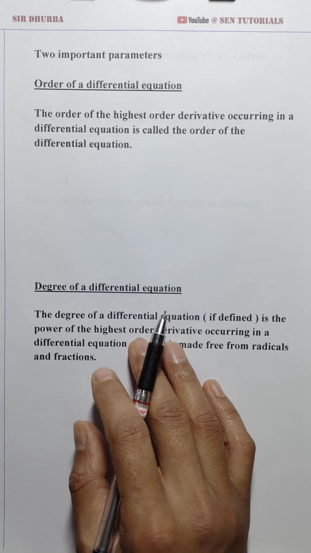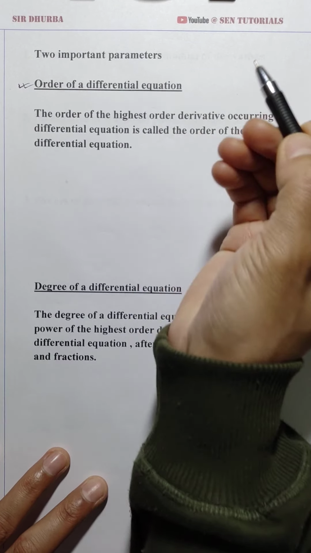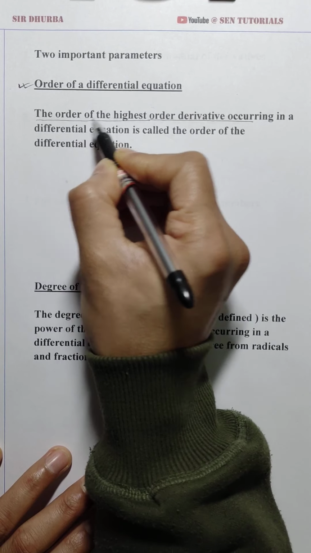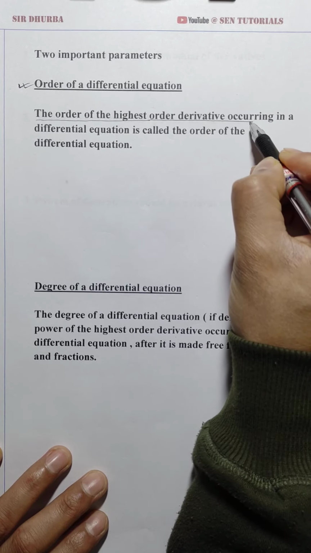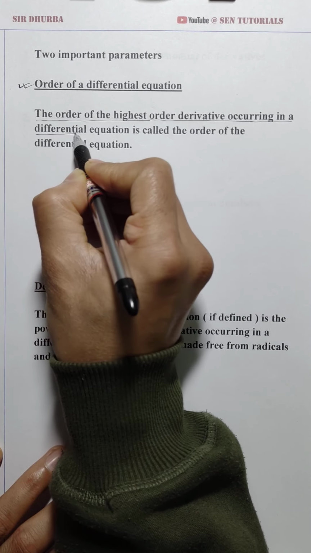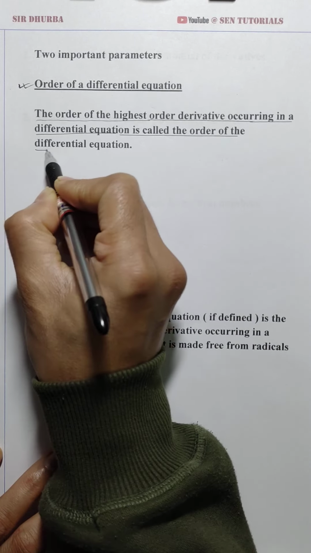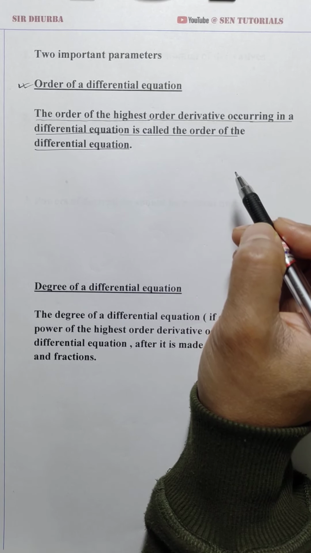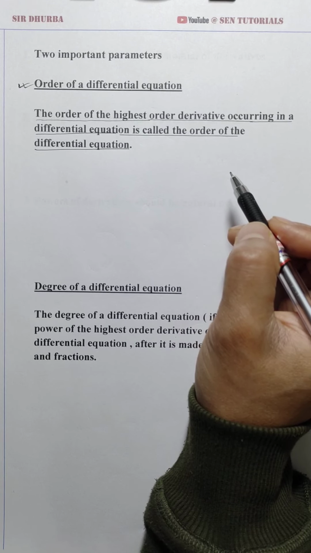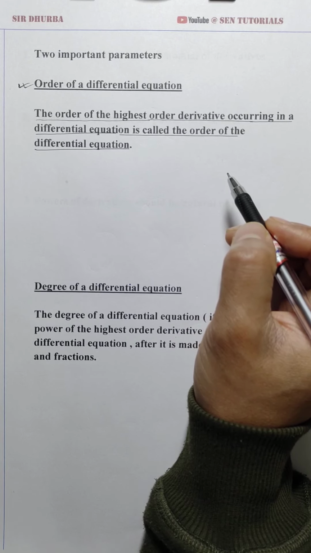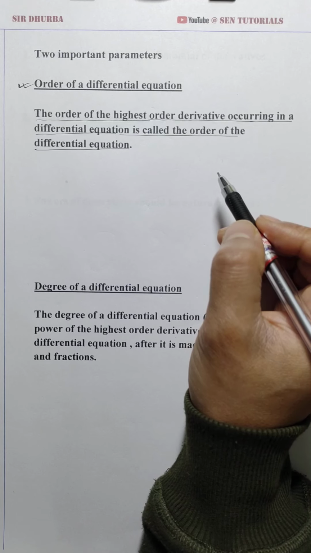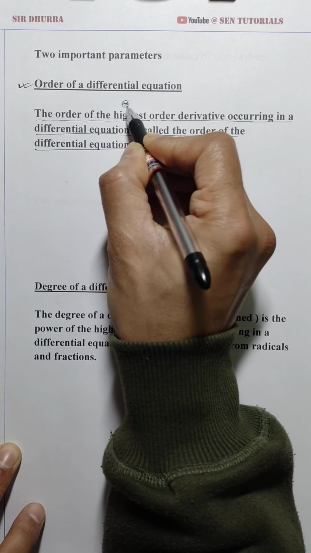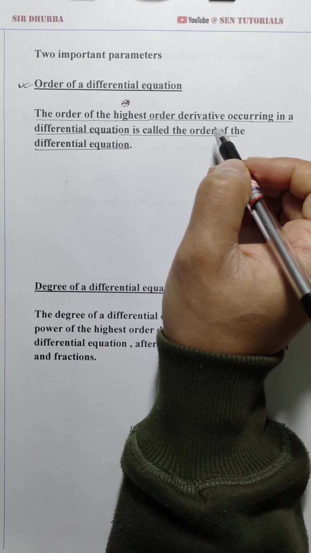Now when we talk of this, the first topic, that is order, it's very simple. The order of the highest order derivative, or the power of the highest order derivative occurring in a differential equation is called the order of a differential equation. Can you get the point here? The order of the highest order derivative occurring in a differential equation, of the highest order, very important here, of the highest order derivative.